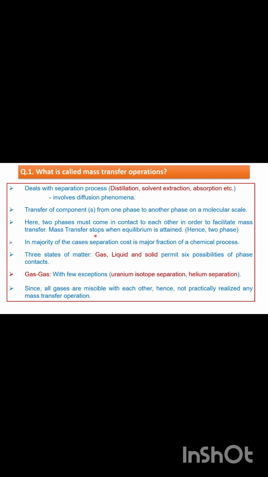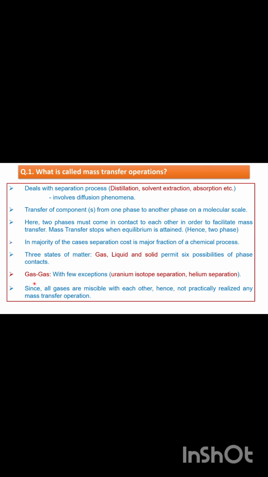Mass transfer stops when equilibrium is attained. Hence, two phases are necessary. In the majority of cases, separation cost is a major fraction of a chemical process, whether it is raw material purification or product purification. Three states of matter, such as gas, liquid, and solid, permit six possibilities of phase contacts.